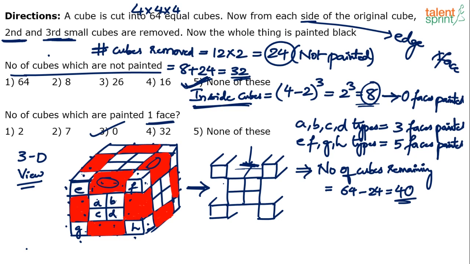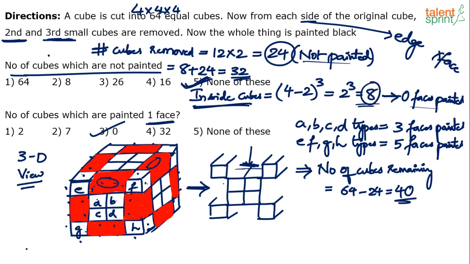What are the types of cubes that we have? The cubes which have been removed, not painted at all. The cubes which are inside, not painted at all. The cubes which are ABCD types, 3 faces painted. The cubes which are EFGH types, 5 faces painted. And I think this covers all the cubes. See, 24 plus this 8, 32.